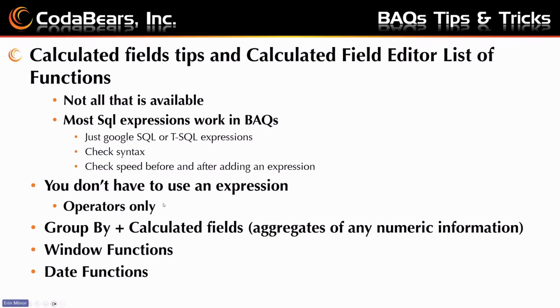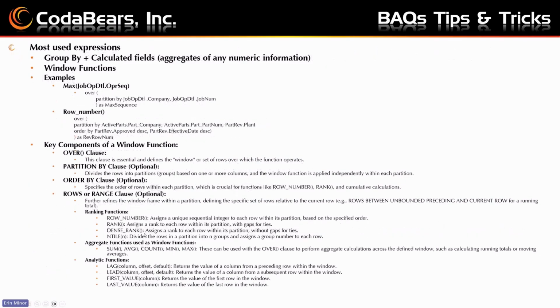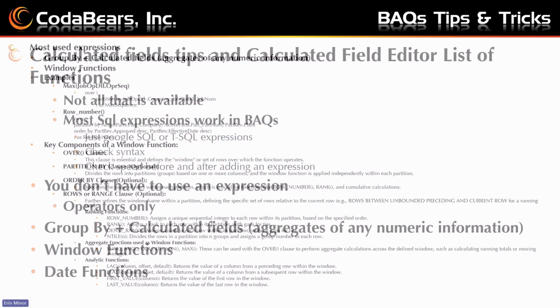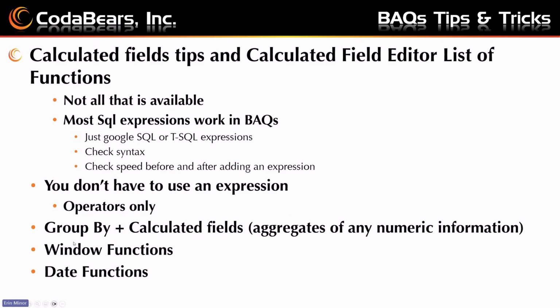Also, you don't have to use an expression at all, which would be like sum with the little parentheses. You don't have to use that at all. You can just use operators. You can do one field times another field or one field plus another field. Just keep that in mind. Also, you can do group by, and then all the other fields are calculated fields.